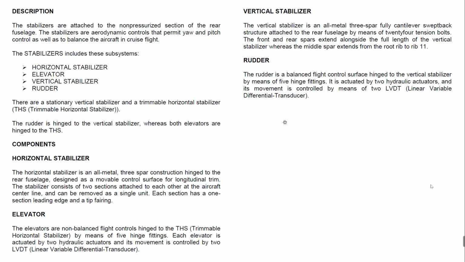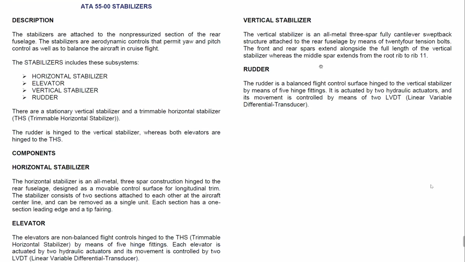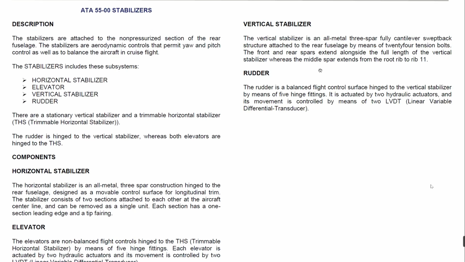You still remember the flight controls, yes? Each elevator has 2 PCUs. Vertical stabilizer, similar to the horizontal one, all metal surface, again with 3 spars, construction, which is cantilever, a fully cantilever sweep back structure attached to the rear fuselage. And we have 24 bolts, yes? We have 3 locations with 8 bolts on each location. The front and the rear spars, they extend alongside to the full length of the vertical stabilizer.